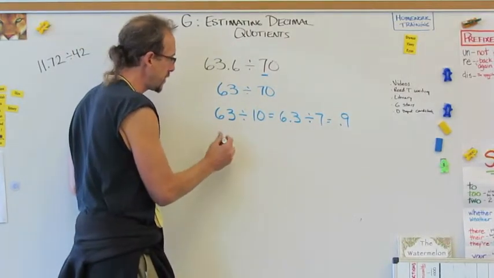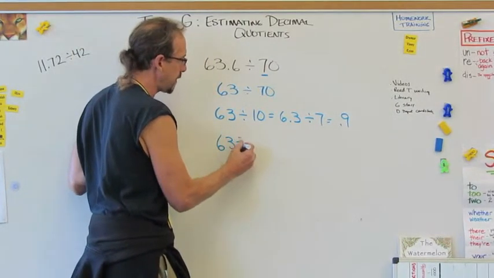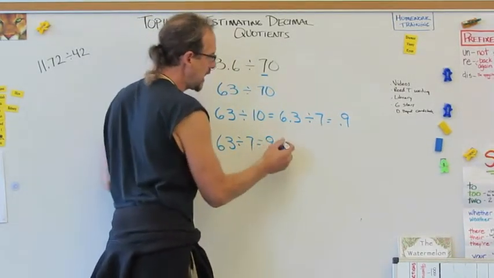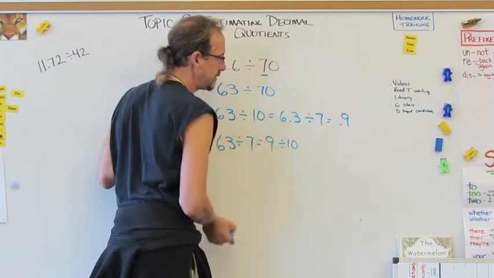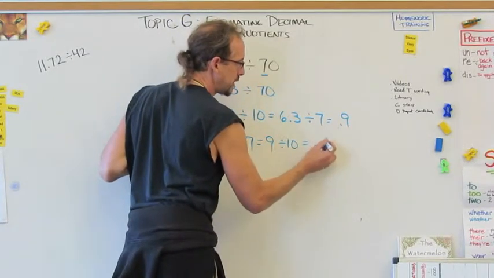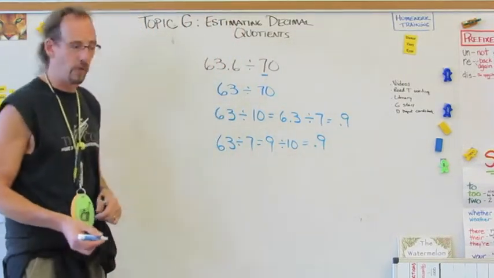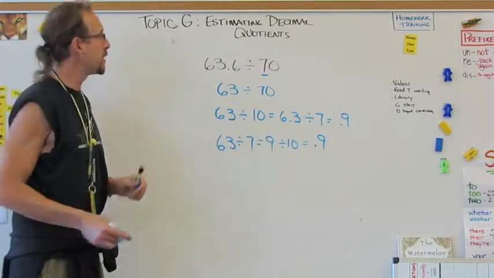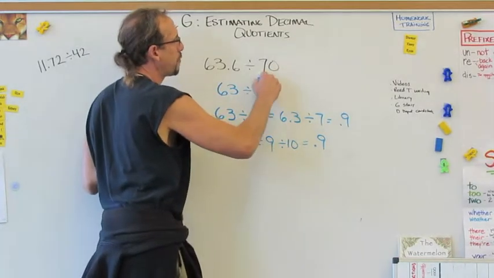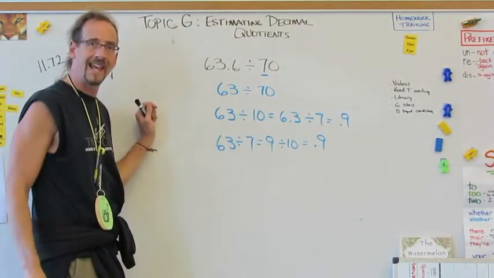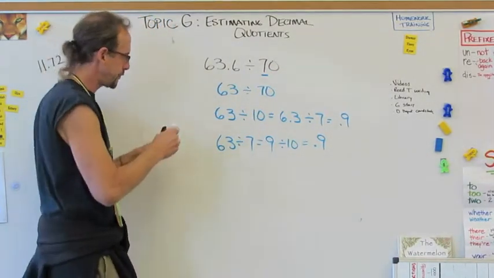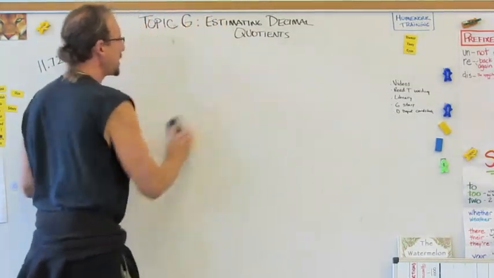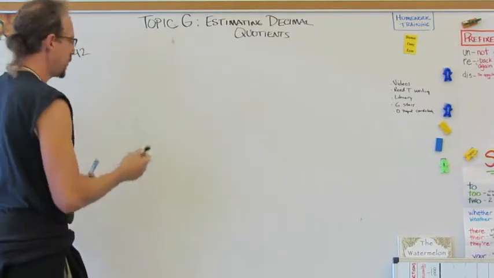You could do it the other way too. You could decompose it the other way and say 63 divided by 7 first, which is 9, and then 9 divided by 10 would be 9/10. Just move it over one place to the right. It doesn't matter which way you start, but you need to divide by both parts of the number, the 7 and the 10. So, again, we're just trying to get an estimate. Right now, we're not doing the actual division.